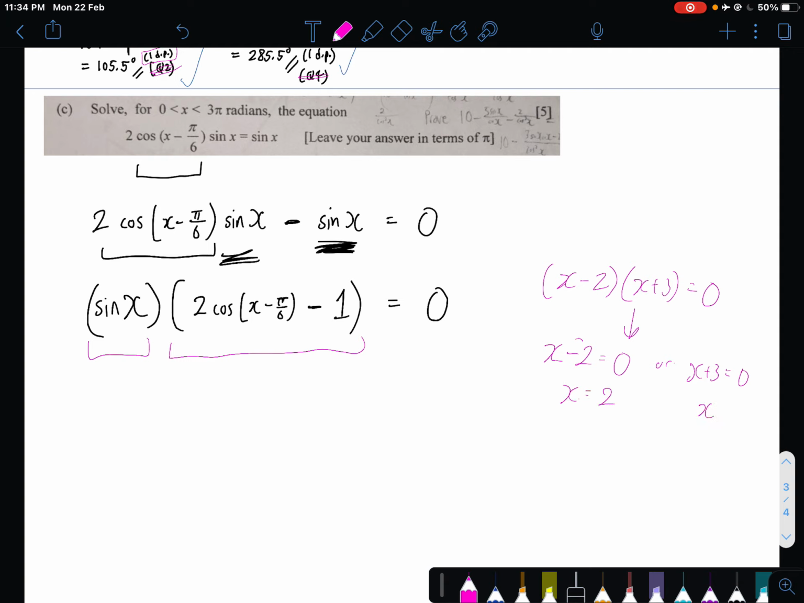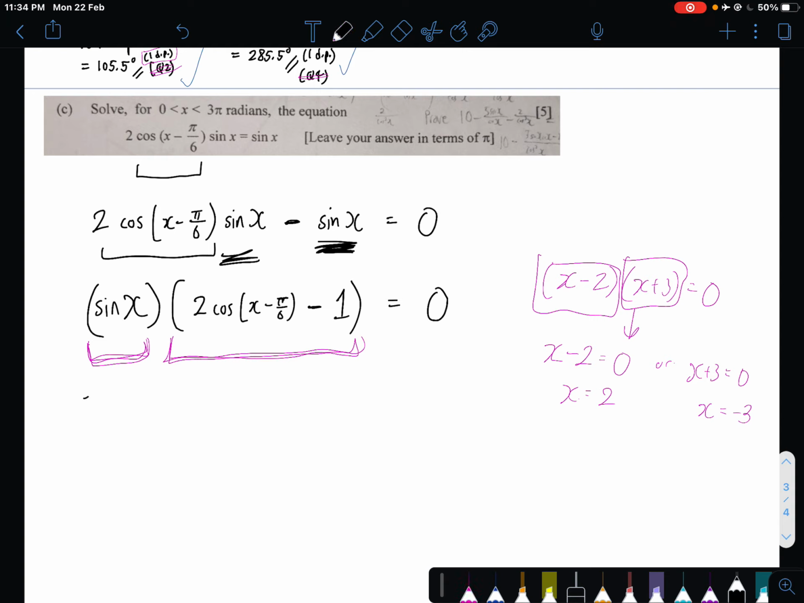Then you can bring the constant over and solve for x. Bring the minus 2 over, become plus 2. Bring the plus 3 over, become minus 3. Sorry, there's an extra line here. So that's how you solve a quadratic. Same thing here, but instead of having x minus 2 and x plus 3, we have a sine x and 2 cos x minus pi by 6 minus 1. So let's just continue trying to solve it.